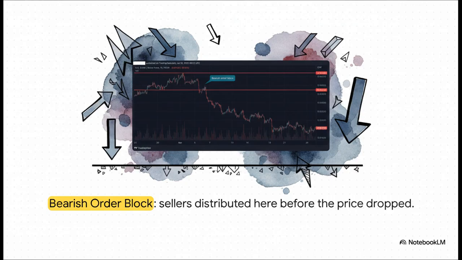And just to flip it, here's a beautiful bearish example. You can see the price rallies up to a peak and it forms that last little up candle. That's the distribution zone. That's where they were offloading their positions. And as soon as those sell orders were filled, the price broke down hard, turning that order block into a new ceiling, a really strong resistance level.